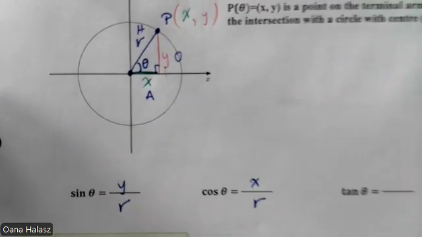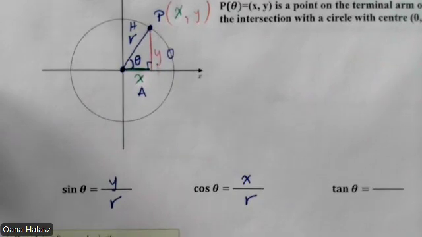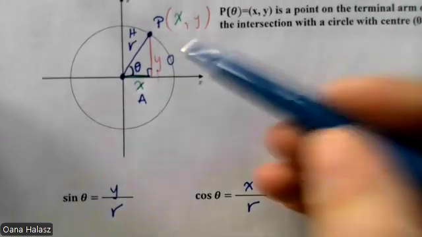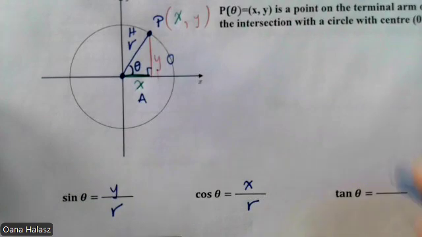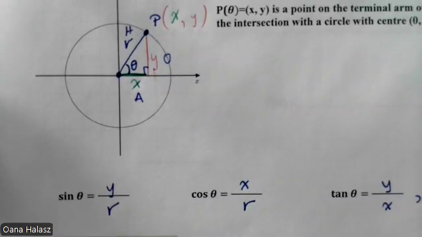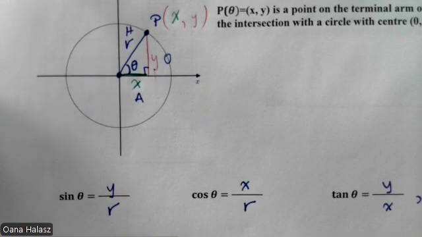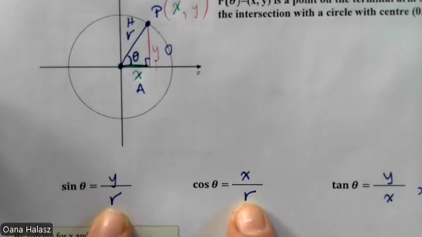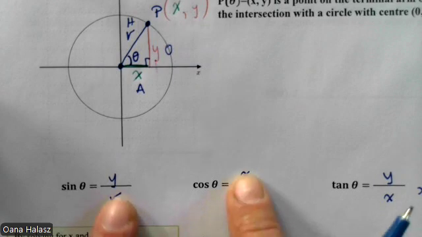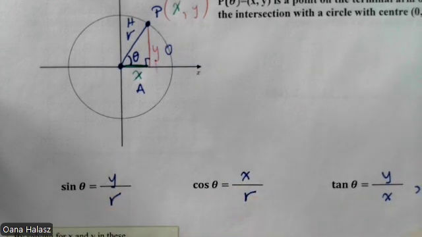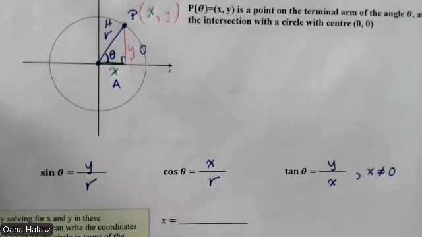And the tangent is opposite over adjacent, which is y over x, but x cannot be 0, okay? So we have that exception because we cannot divide by 0. In both of these situations, radius will never be 0, so we don't have that exception, but here the x coordinate can be 0, so then we have to make sure we say that.